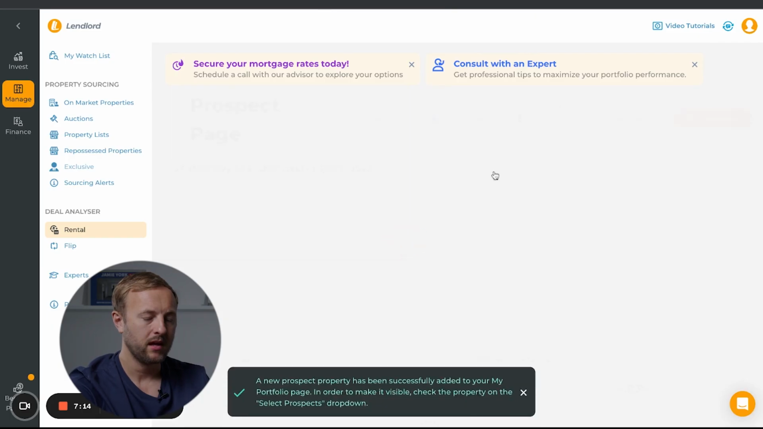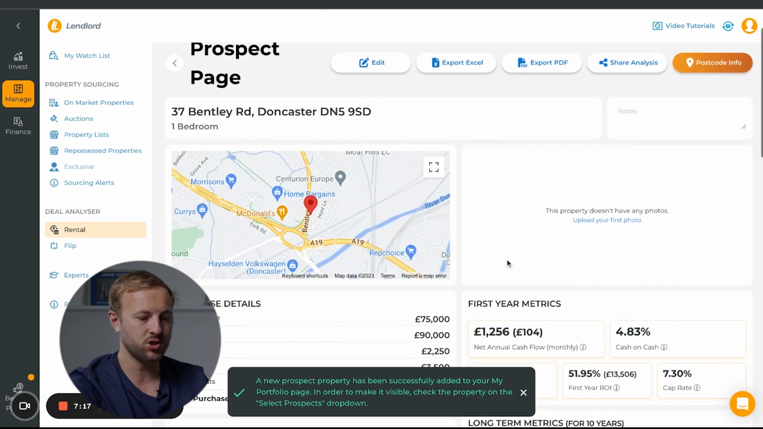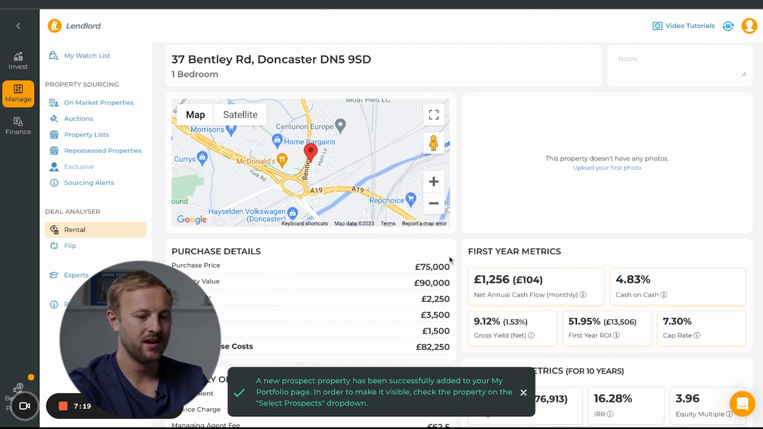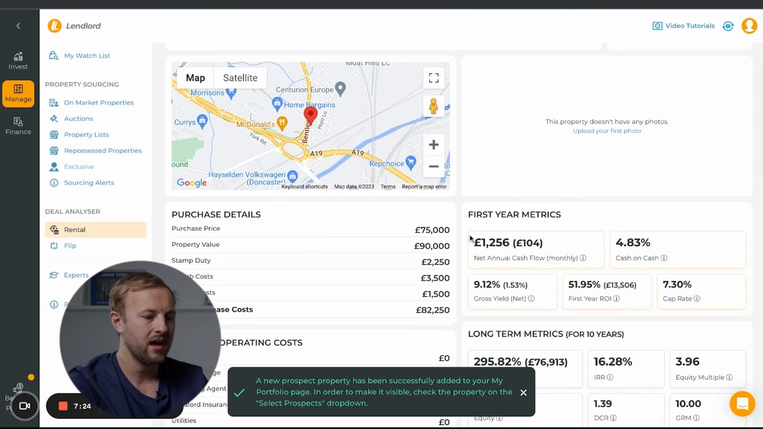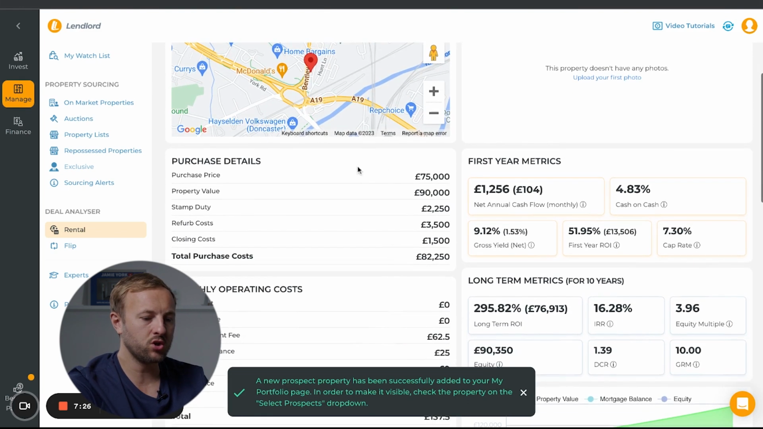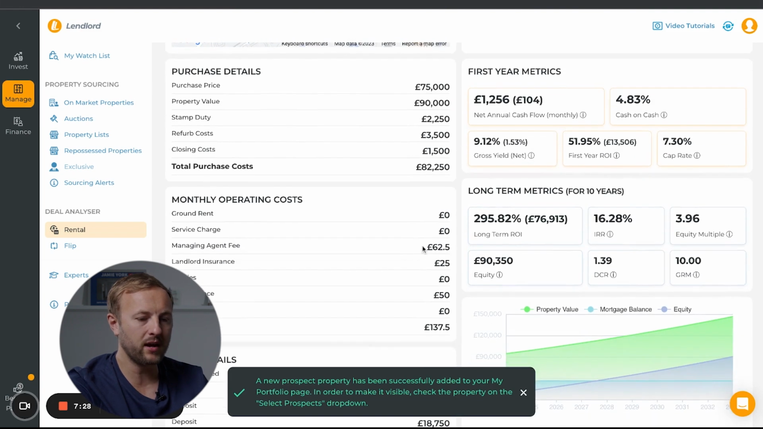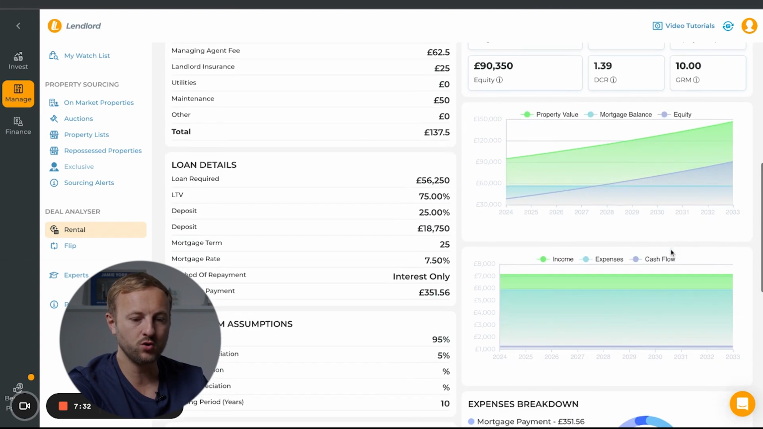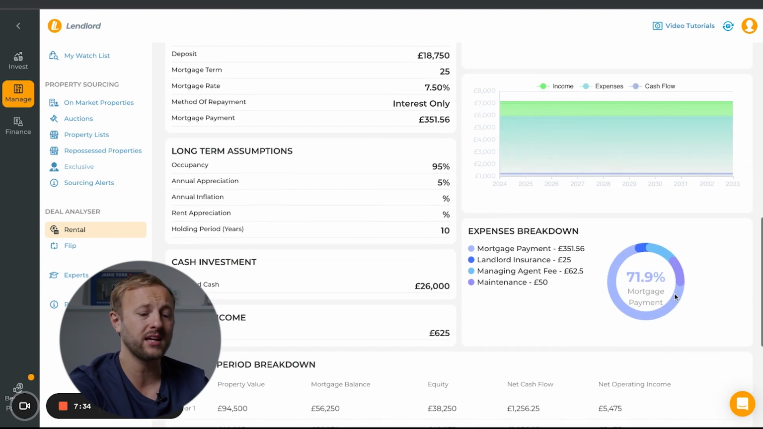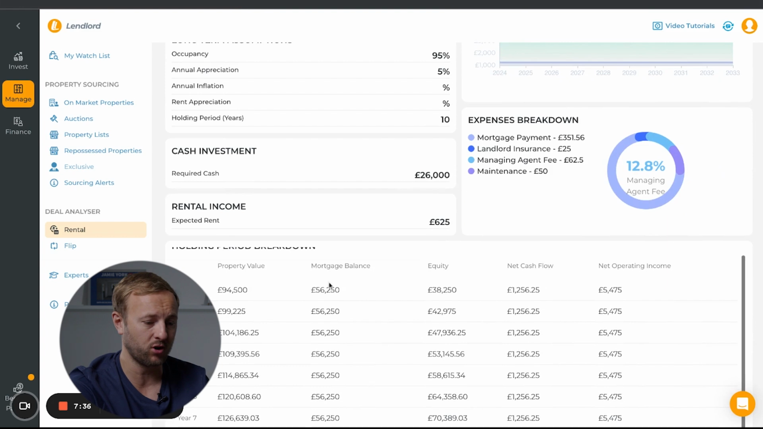The cool thing you can then do with this is you can create a report and it generates this all the way down, as you can see. How cool is this, by the way? So I've not uploaded photos into this, obviously, but I could upload them there. It's got where the location is. It's got all of the numbers, operating expenses, first year metrics, long-term metrics. And of course, you can see all of this down there, which I think is absolutely brilliant going all through this.